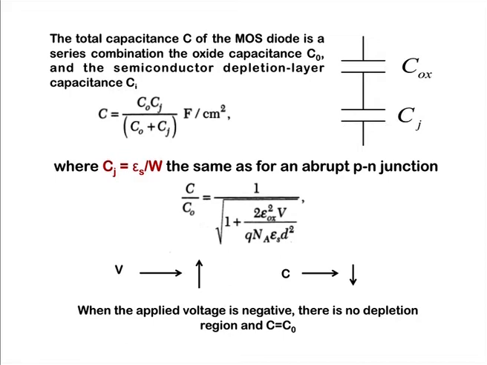and if we substitute this depletion width into the capacitance, we get C upon C0 equal to 1 upon square root of 1 plus 2 epsilon Ox square V upon Q Na epsilon s d square. Here epsilon Ox is the permittivity of the oxide layer. Now, if we increase the voltage, what will happen? Our capacitance will decrease. When the applied voltage is negative, there is no depletion region. In that case the capacitance of the device is C equal to C0 and Cj will be 0.